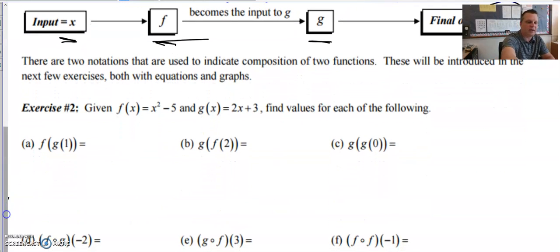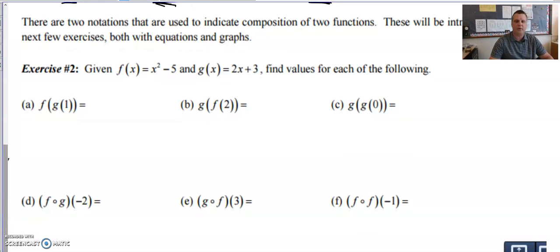Exercise 2: they give you f of x and g of x. They're both functions, but to differentiate between the two, one is f, one is g. Find the value of each of the following. What has to happen is you have to do your parentheses first, inside parentheses first. So you can see that we have to find f of g of 1. In order to do that, we have to find g of 1 first.